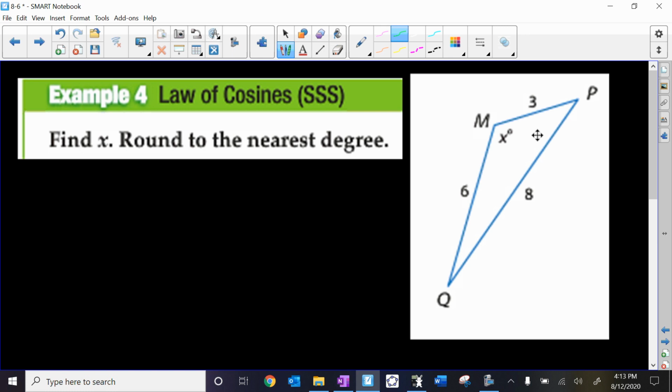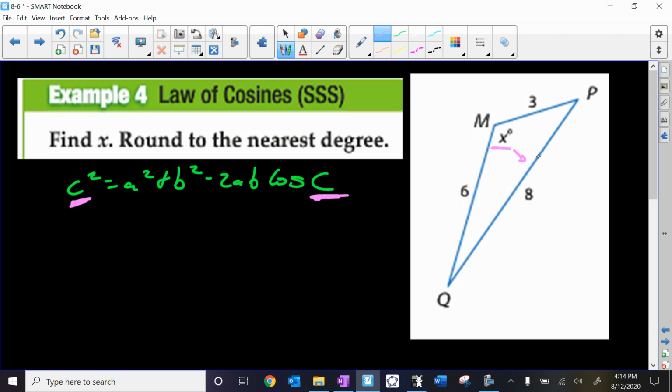So again, the law of cosines says c squared is equal to a squared plus b squared minus 2ab cosine of c. Again, we're looking for the angle measure that we want to solve for, because the side length across from it is the one that's going by itself. So if I want to solve for this angle measure, x or m, I need the side length across, which is 8.